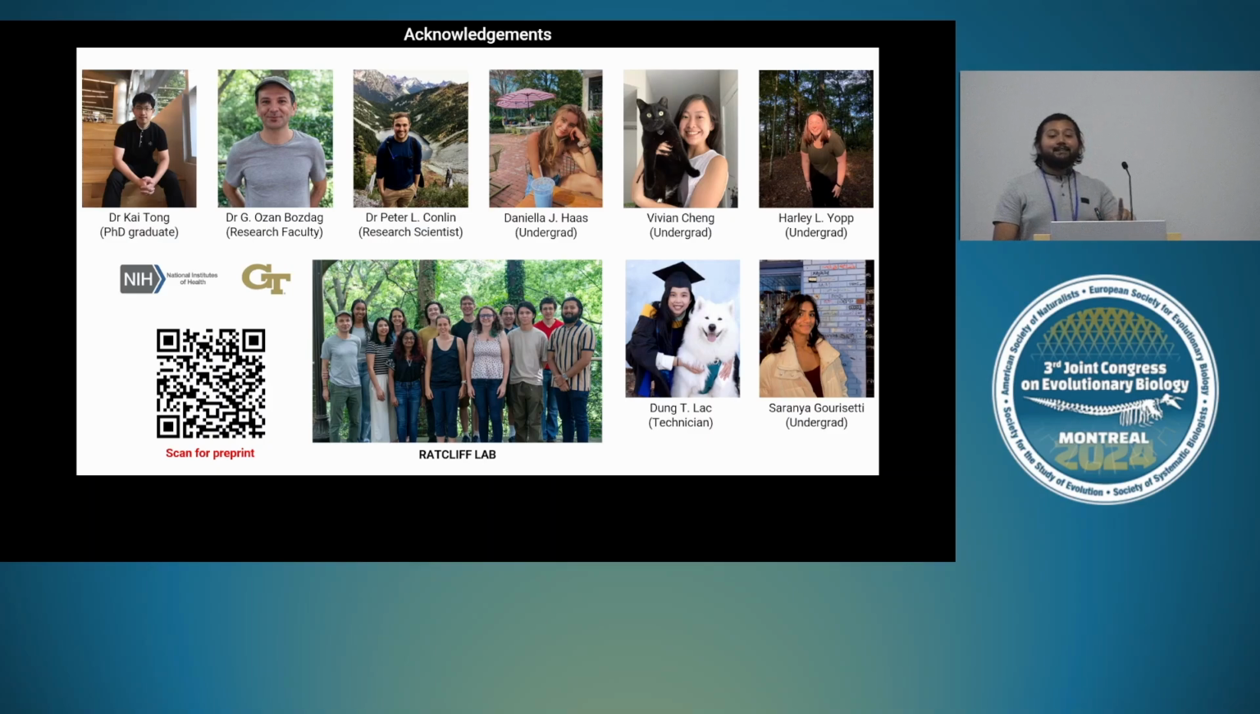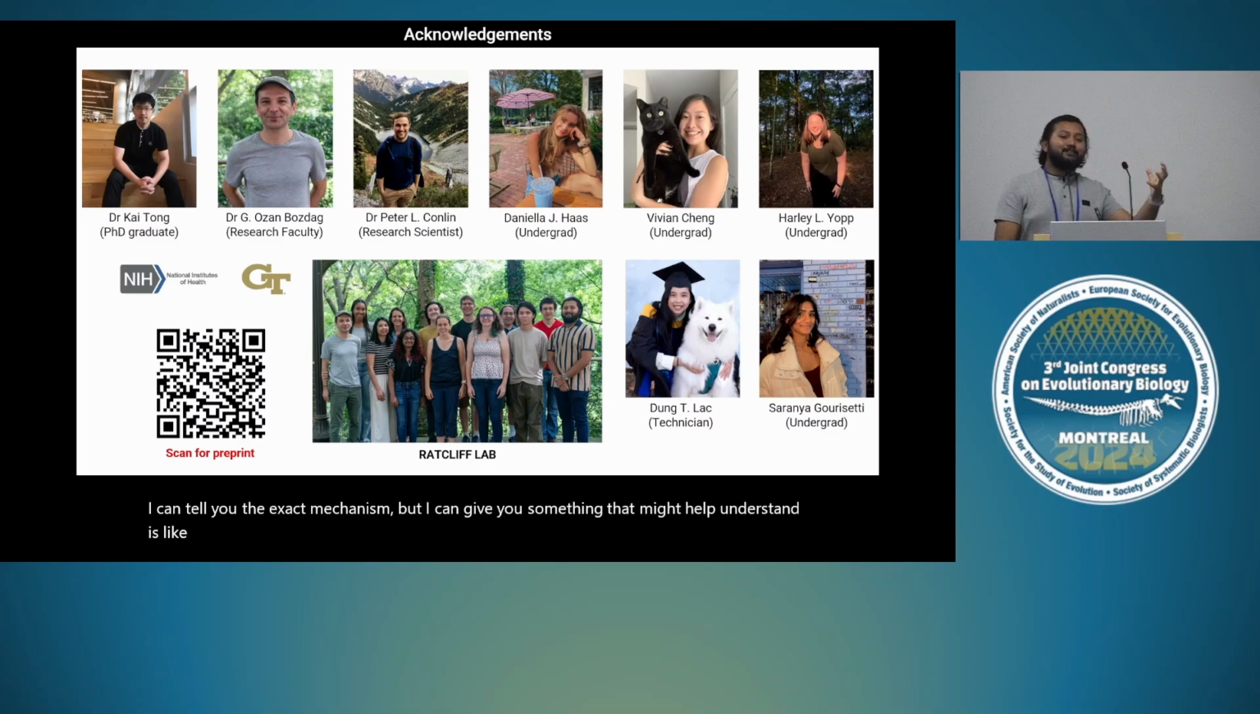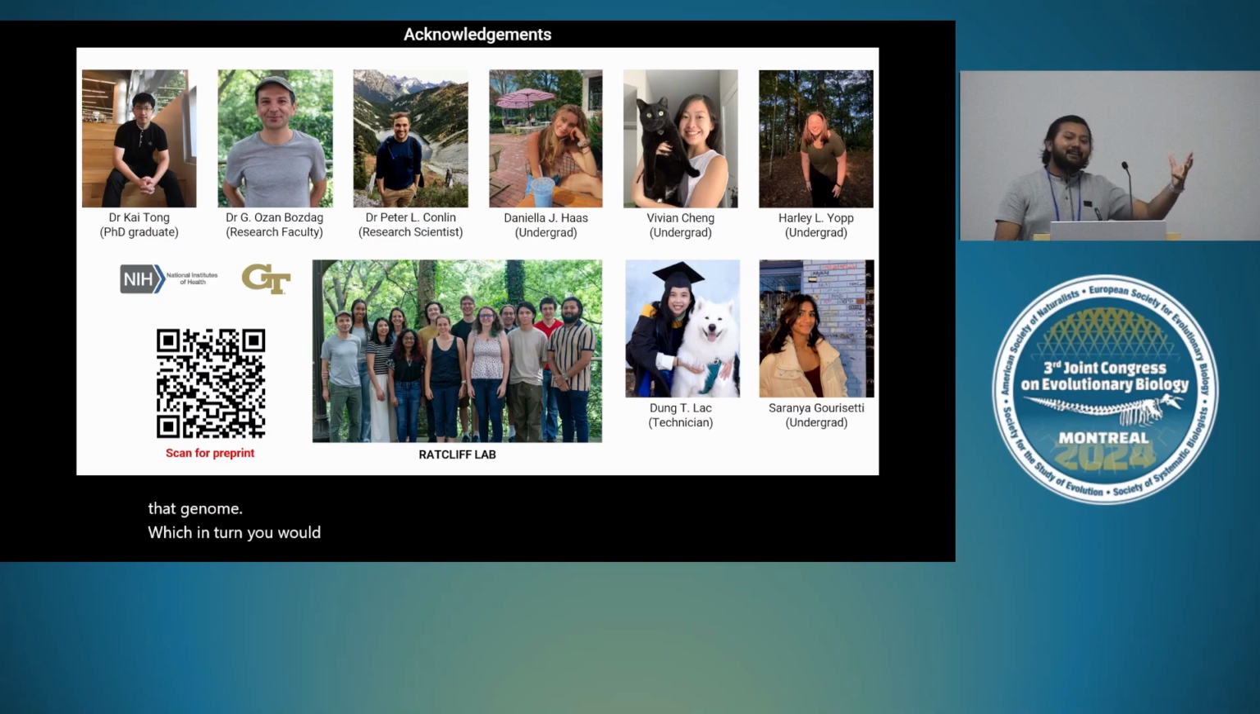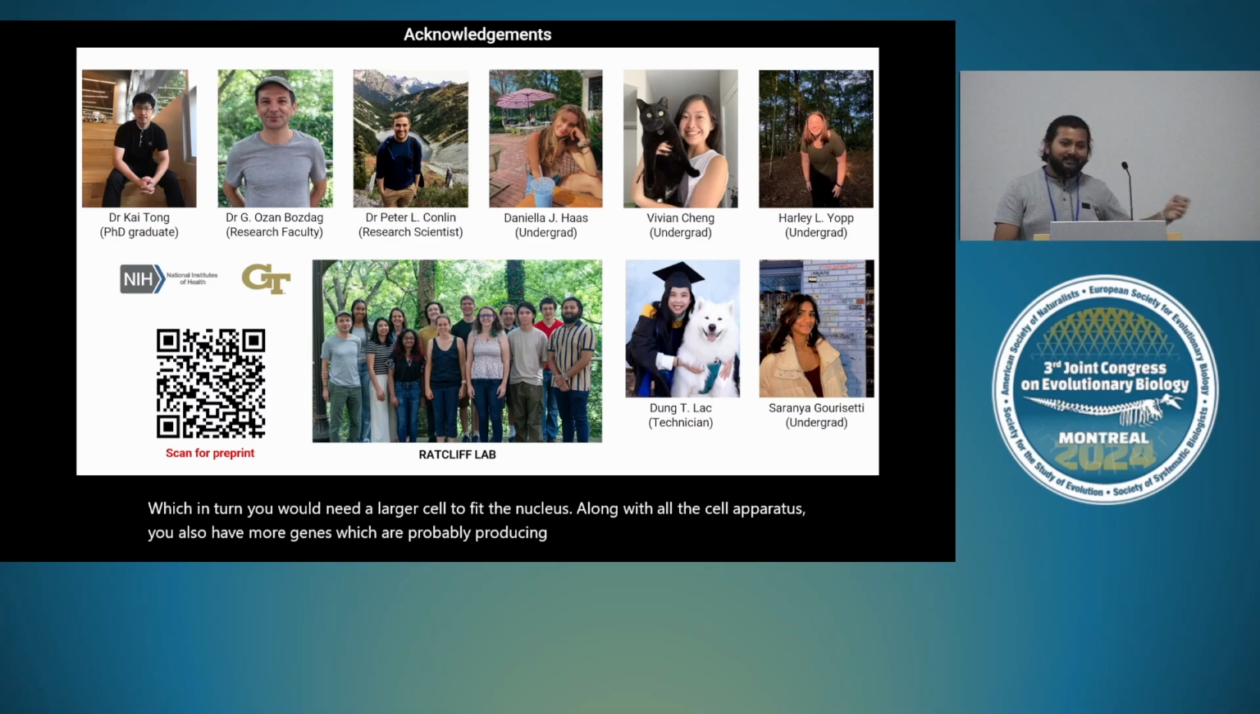I can't tell you the exact mechanism, but I can give you something that might help understand. If you have more genome, you'd probably need a larger nucleus to fit all that genome, which in turn would need a larger cell to fit the nucleus along with all the cell apparatus. You also have more genes, which are probably producing more products, so you'll have a larger cell as a whole. But the exact molecular mechanism of what causes them to be larger, I don't know that, but on a broader scale.